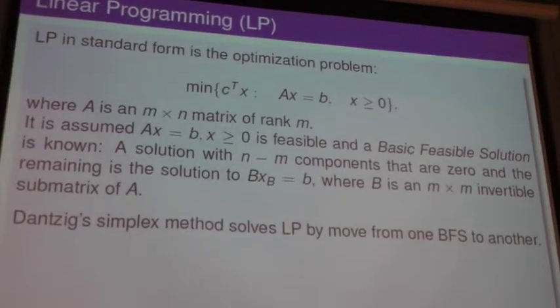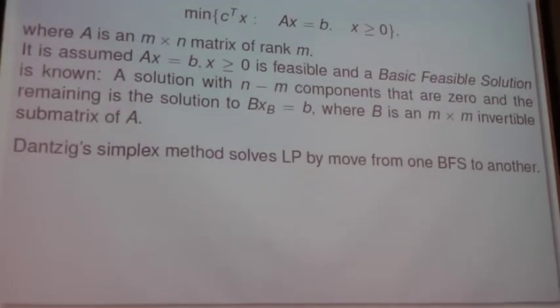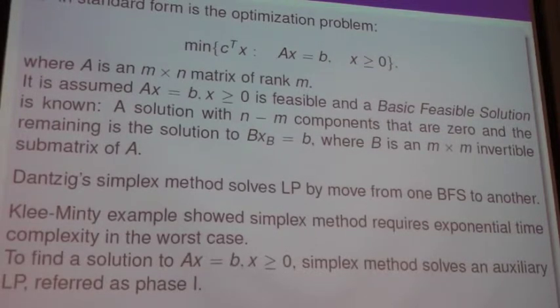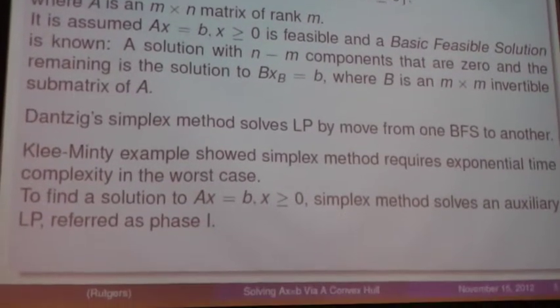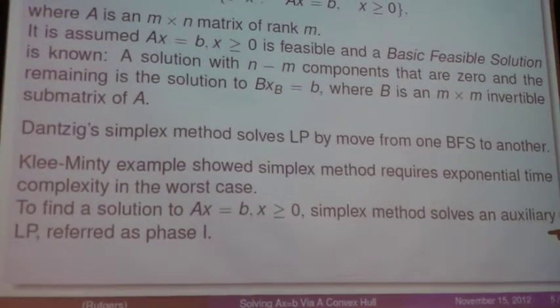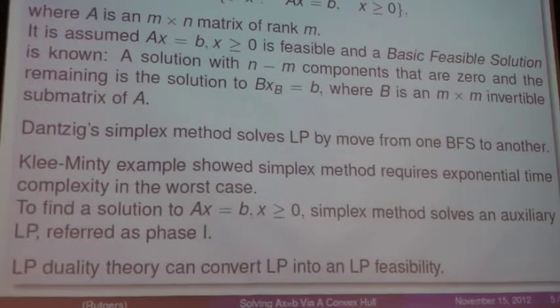Dantzig's algorithm, which is the best known algorithm for the simplex method, moves from one basic feasible solution to another. Klee–Minty example showed that it requires an exponential number of iterations in the worst case. To find a solution to Ax equals b, which is a feasibility problem, the simplex method needs to convert it into a linear program. So this is like phase one. And of course, through known duality theory, we can convert an optimization problem into a feasibility problem.